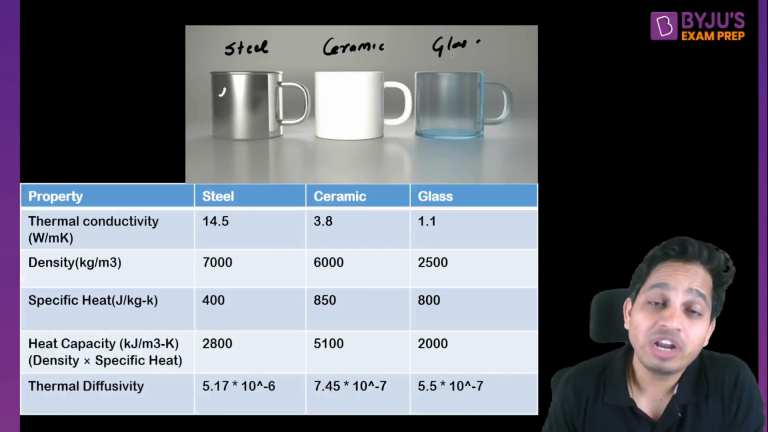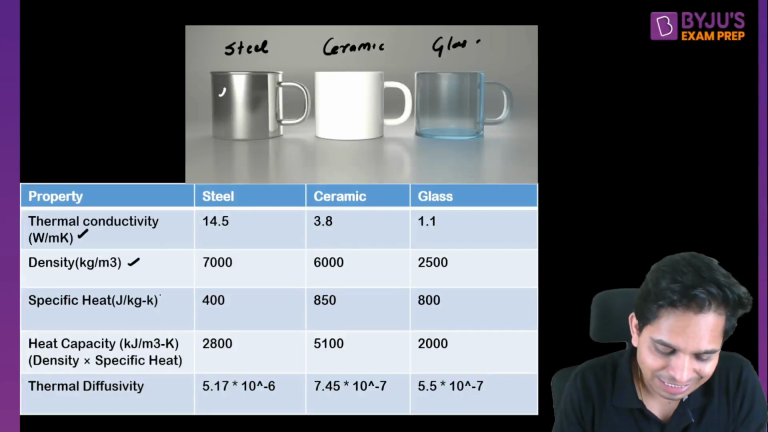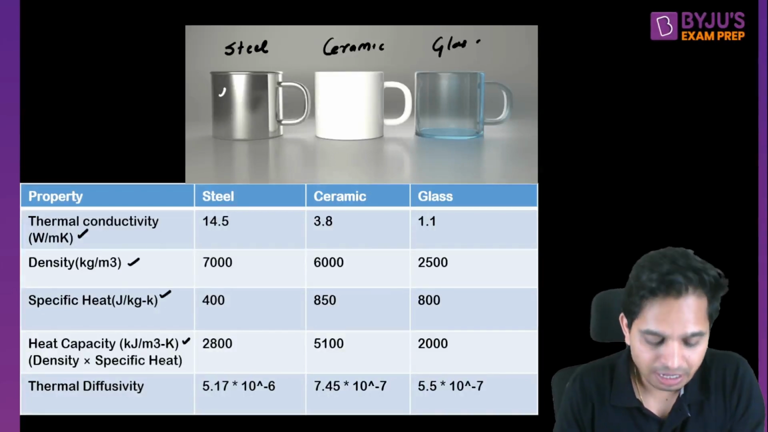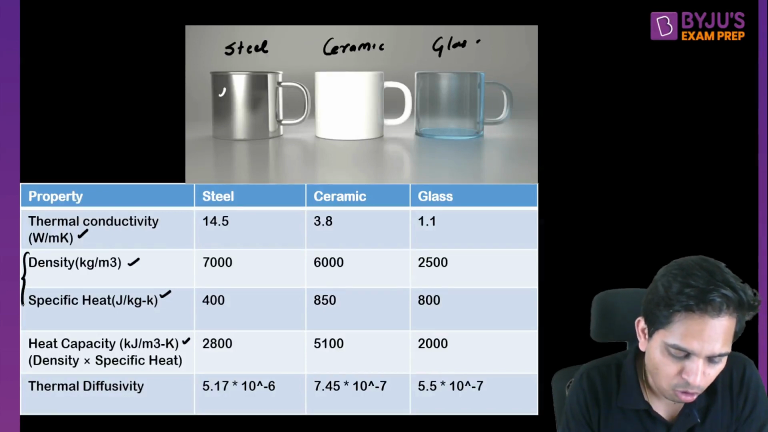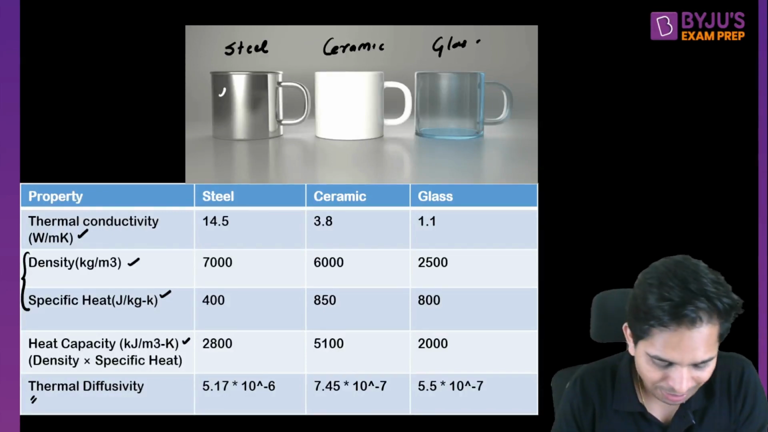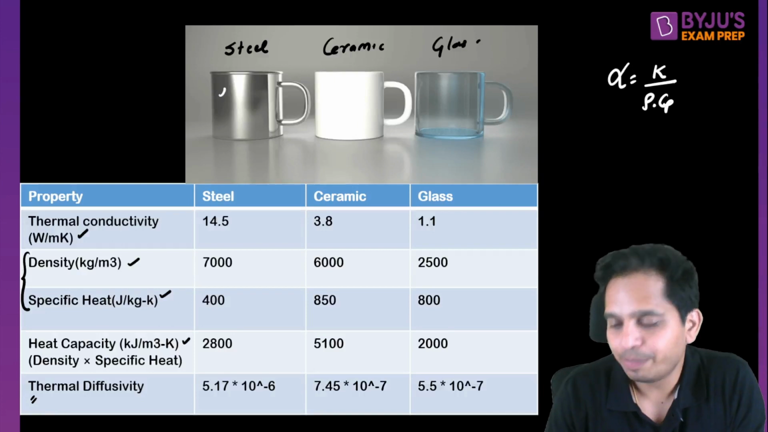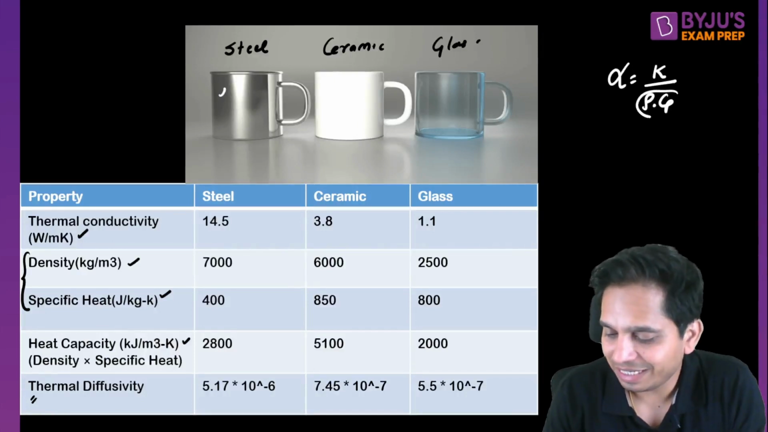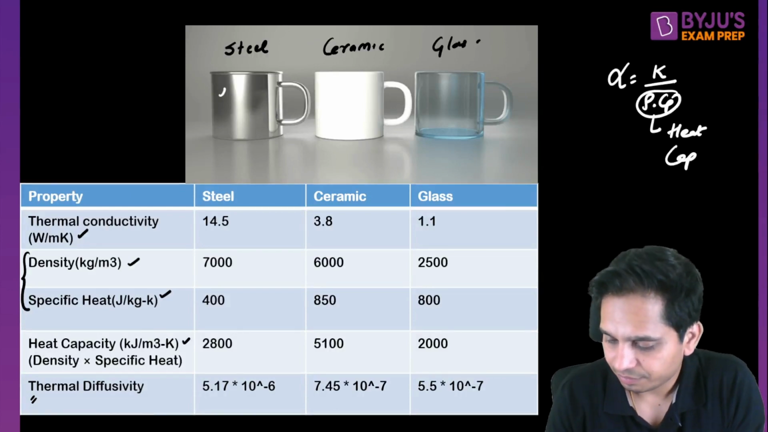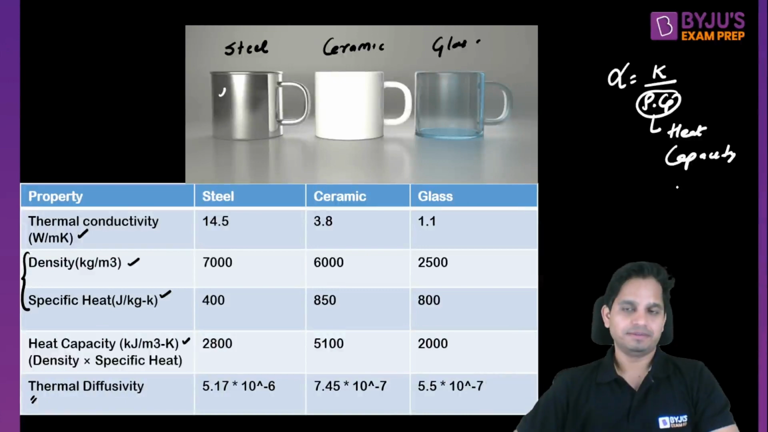And when we talk about numbers, what we need are thermal conductivity, density, specific heat, and heat capacity. So heat capacity is basically the product of these two. And thermal diffusivity is defined as K upon rho Cp. So this is basically your heat capacity, the ability to store heat, to hold heat.